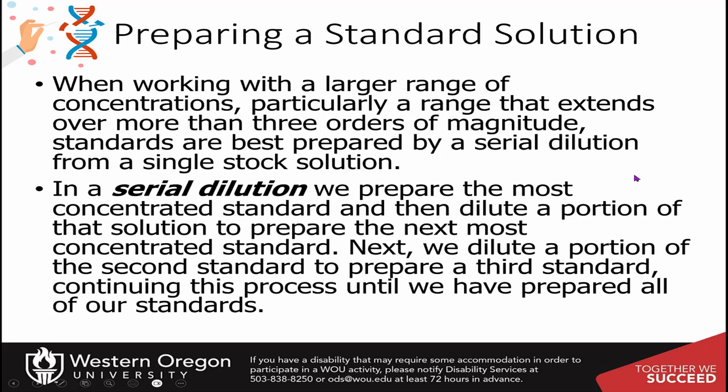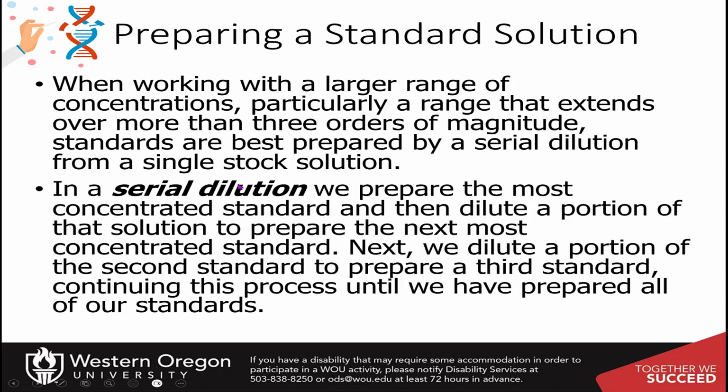So when you're preparing a standard solution, if you're working with a large range of concentrations, particularly a range that extends over 3 orders of magnitude or more, the standard should be prepared by serial dilution from a single stock solution. And that's actually what you'll be doing in lab this week. So in a serial dilution, you start by preparing the most concentrated standard and then dilute a portion of the solution to prepare the next most concentrated standard. And then you would dilute a portion of the second standard to prepare the third to prepare the fourth, and so on until you produce all of your standards.